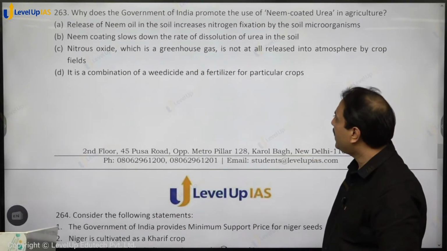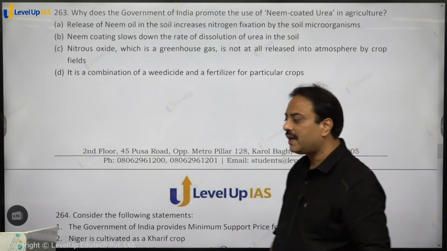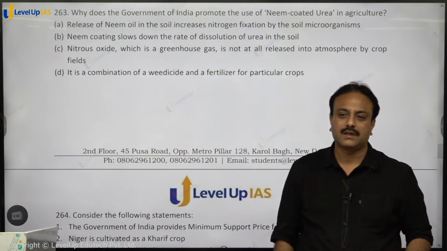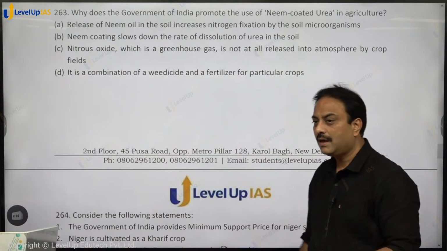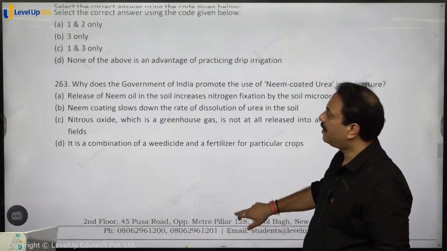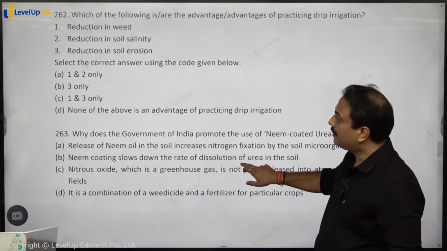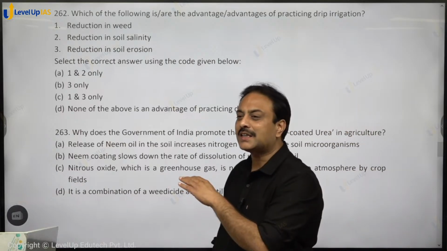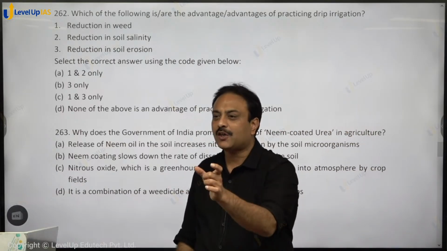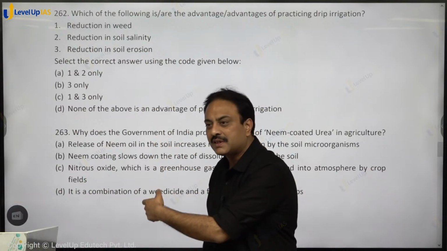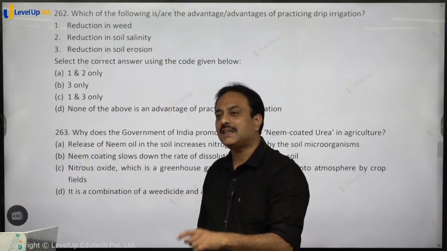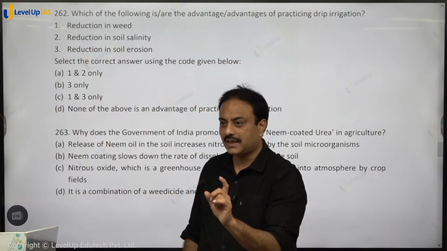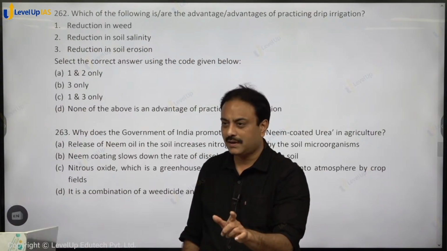Why does the government of India promote the use of neem coated urea in agriculture? We have already discussed multiple questions in which the correct option is available among the options available, and still UPSC has considered its own answer key. So you can't do anything to that.